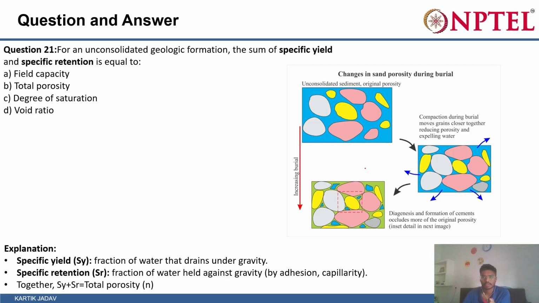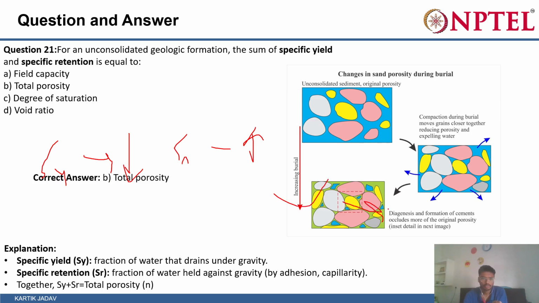Different geological formations. The sum of specific yield and specific retention is called porosity. We know that it is equal to porosity. Specific yield is the volume of water drained by gravity, while specific retention is the volume of water retained against gravity. The sum of these both are the fundamental aspects of it.